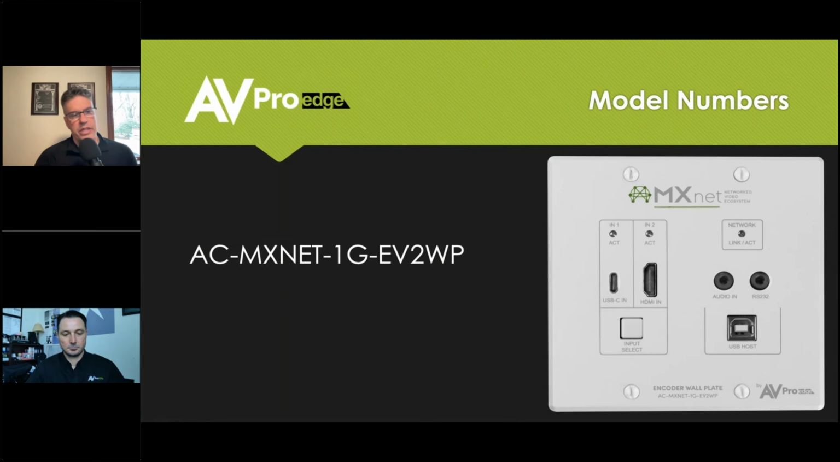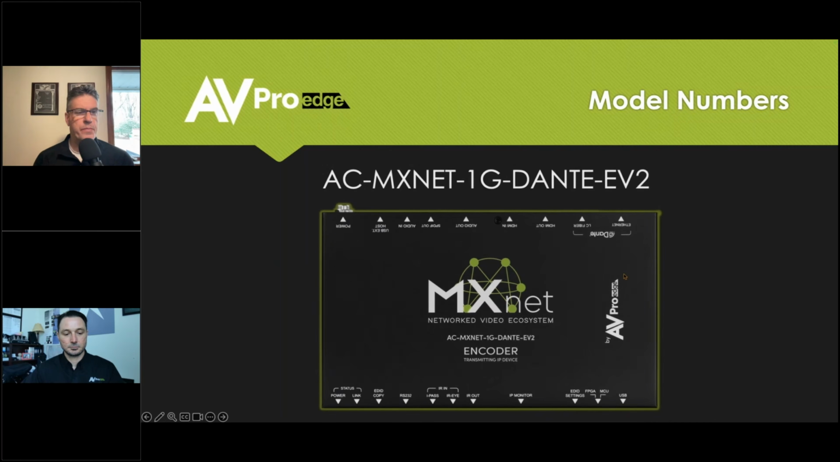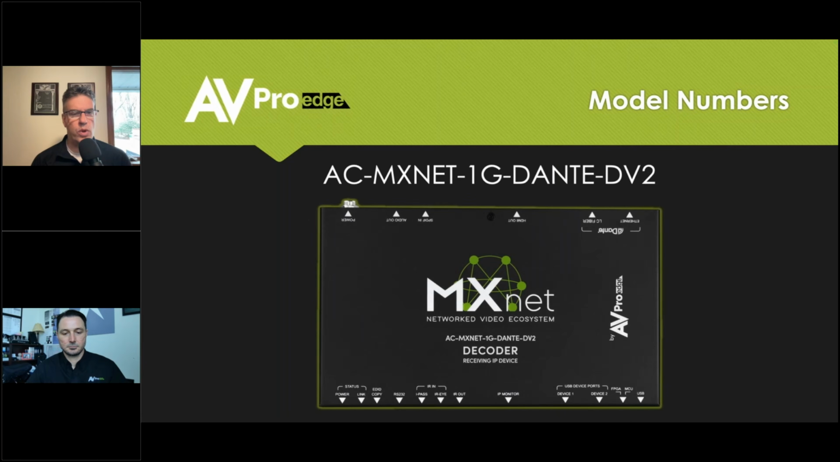So let's look at the model numbers and then we'll talk about our systems. First, we have the AC MXnet 1G EV2 wall plate. This is our Evolution 2 ecosystem, and WP stands for wall plate. If we take a look at it, we've got real nice features here. We have a USB audio video in and an HDMI in. And we also have our MXnet 1G Dante encoder version 2 and our AC MXnet 1G Dante decoder version 2.